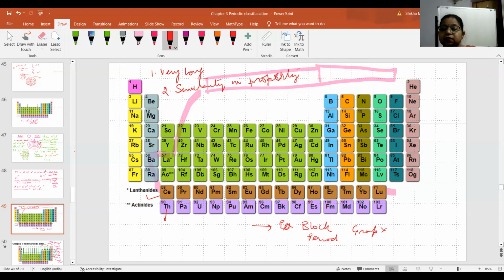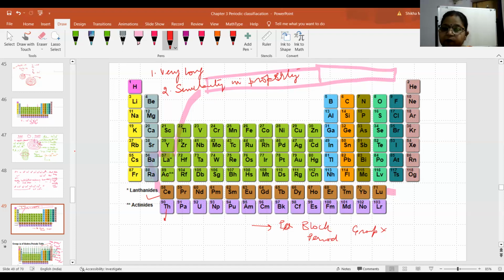The other thing is they show similarity in property. We'll talk about lanthanide contraction, not this year, in class 12, that their sizes are practically the same. That we will learn in class 12, right? So since they show similarity in property, they must be studied together. So we place them separately in the same group below the main body of the modern periodic table.